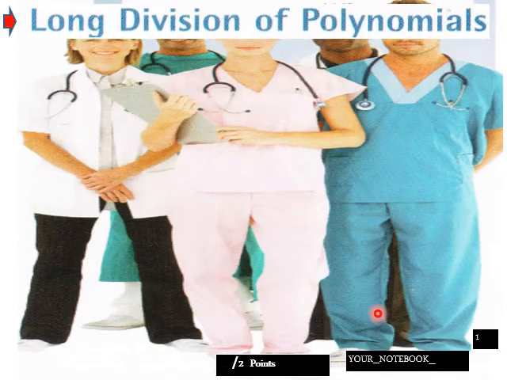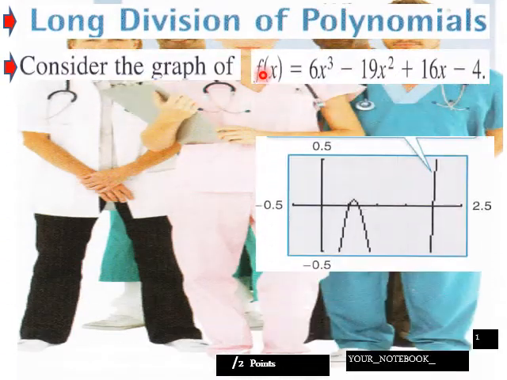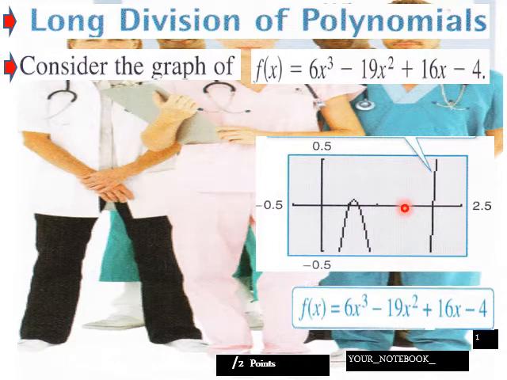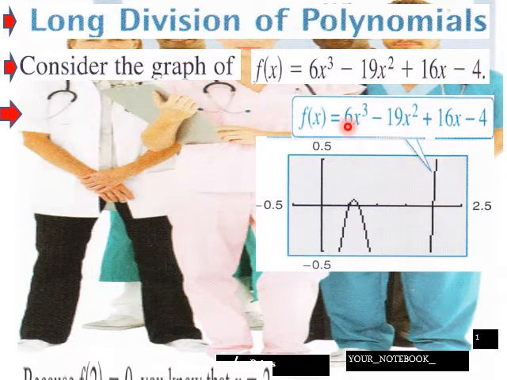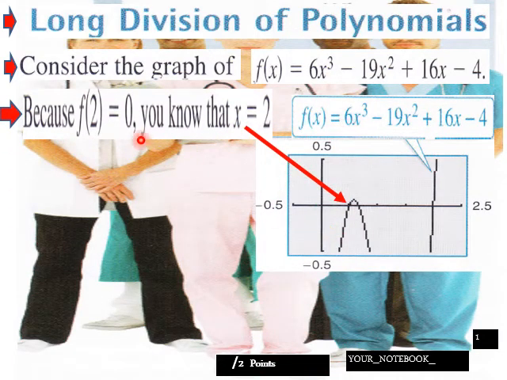Okay, moving on to our first notebook page here. Long division of polynomials. Consider this graph here. This is a graph of this third degree polynomial here. And because f of 2 equals 0, this would be an x-intercept here. You know that x equals 2. Yeah, f of 2 equals 0.